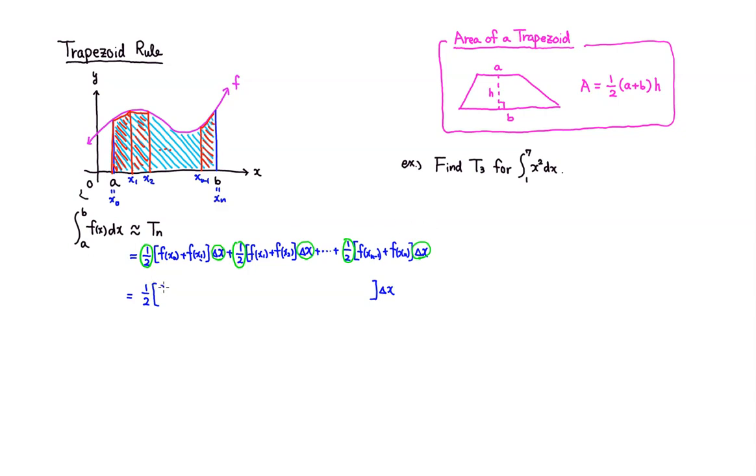So what we can do is write f of x0, which shows up just once. Since f of x1 shows up twice, I'm going to put the 2 in front. The next one, f of x2, shows up twice, and so on. The last one that shows up twice is f of xn minus 1, and the very last one only shows up once, so f of xn. This is the formula for the trapezoid rule, or trapezoidal rule.